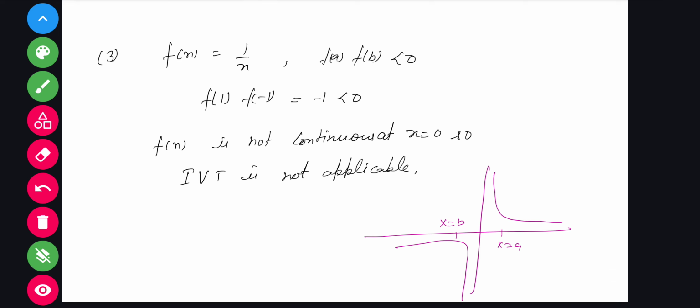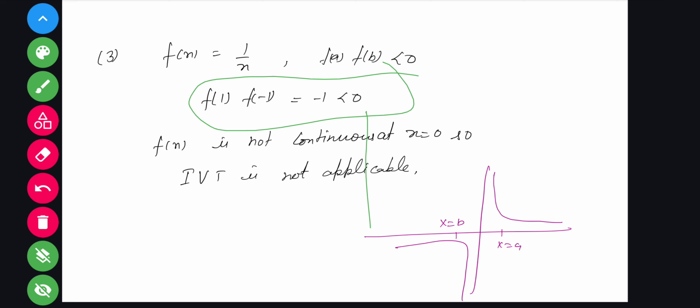Then you can see f(x) equal to 1 by x, which is a rectangular hyperbola. In this kind of equation, f(x) is not continuous at x equal to 0, and IVT is not applicable. So we cannot directly apply IVT, right? Even if we see the condition of IVT and derive this kind of condition, it is still not applicable, because it is not a continuous function at x equal to 0.